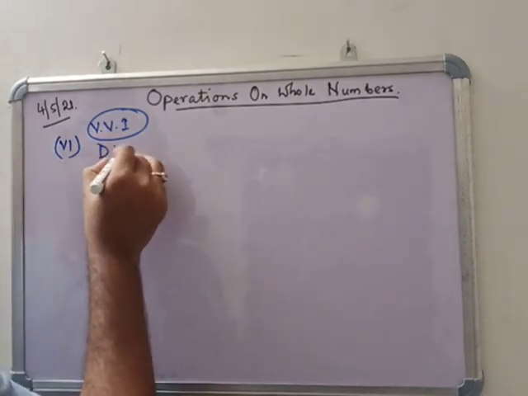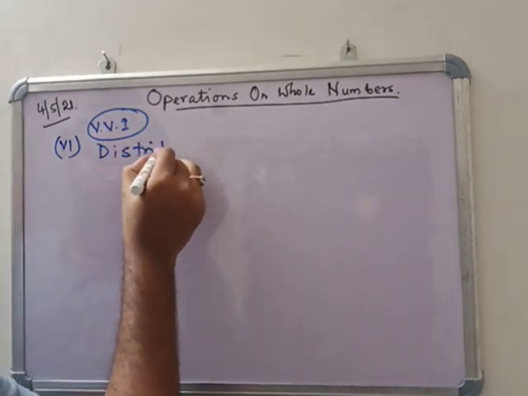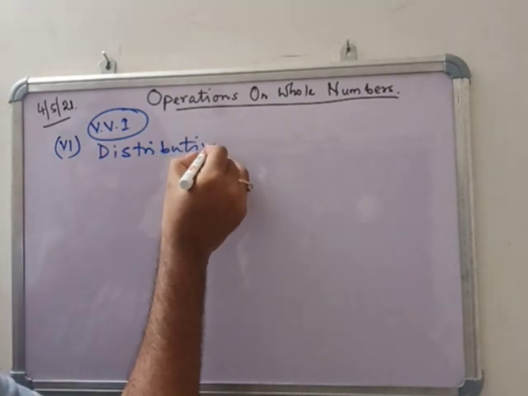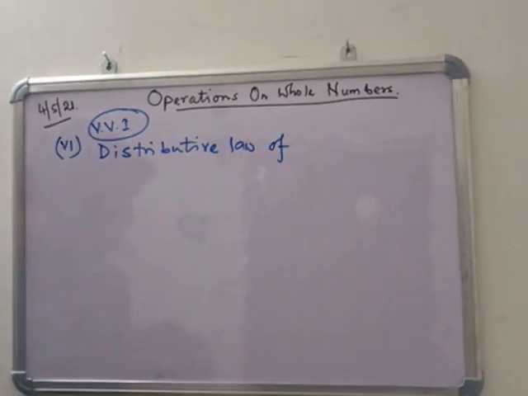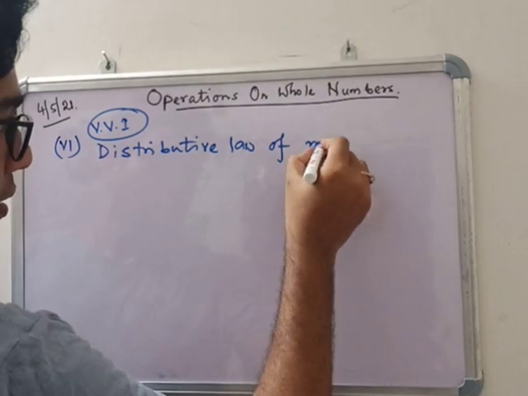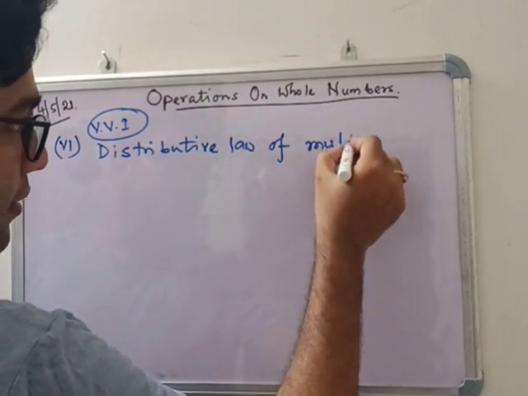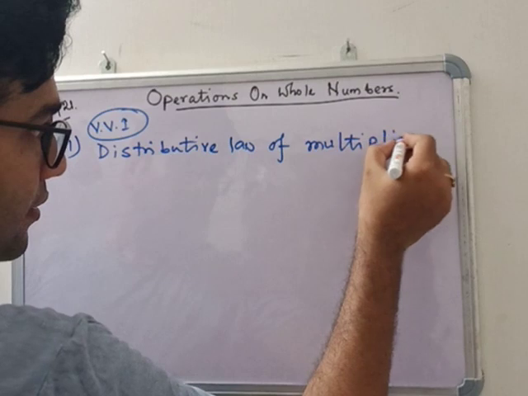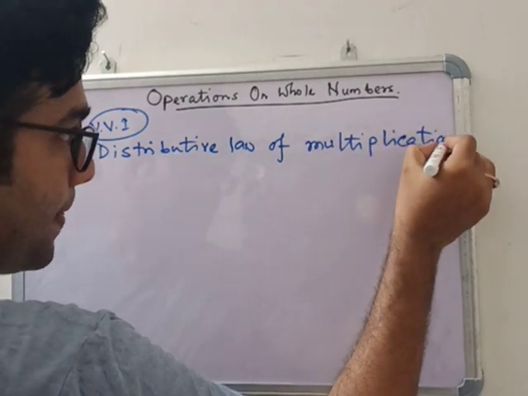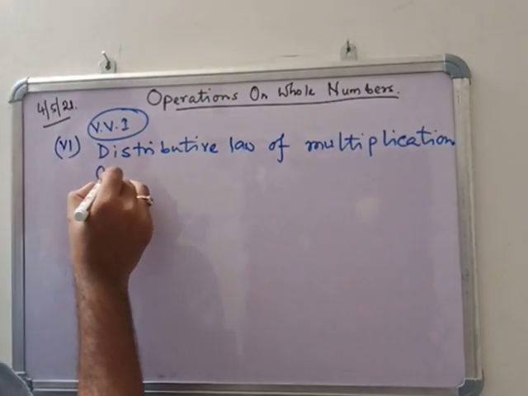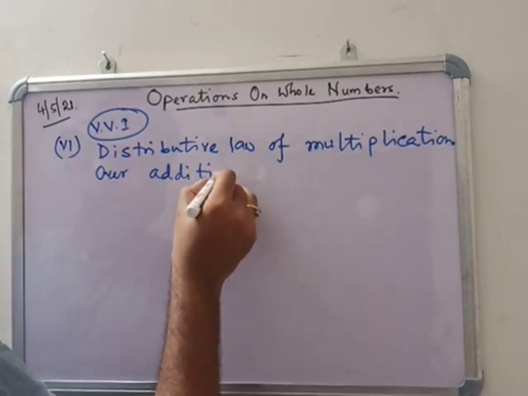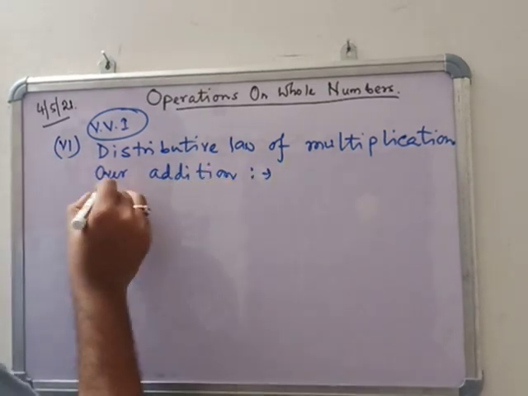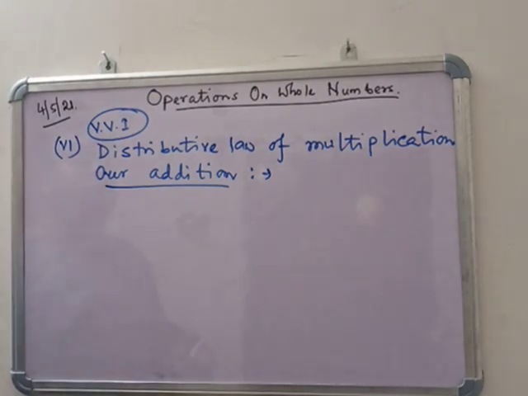Distributive law of multiplication over addition. So what is the distributive law of multiplication over addition?